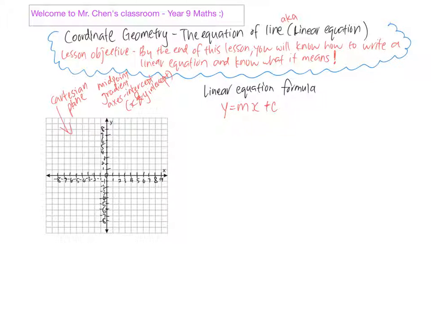So let me present you the linear equation formula: y equals mx plus c. Let me explain what each of them means. The y and x here are referring to the y and x coordinates of one specific coordinate on the line.